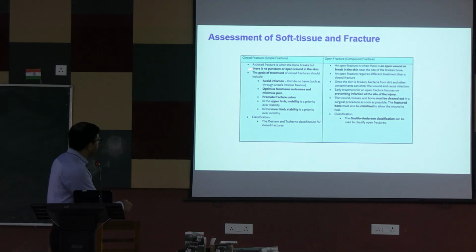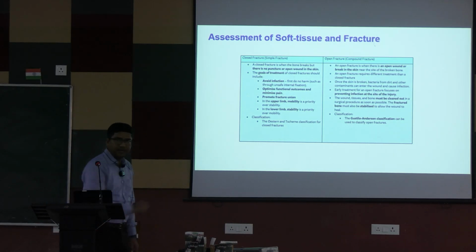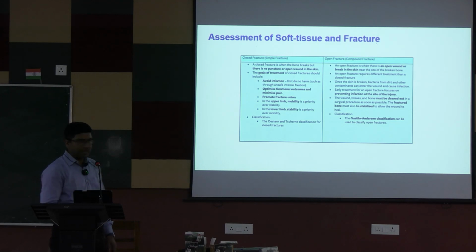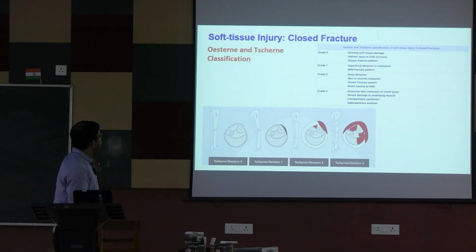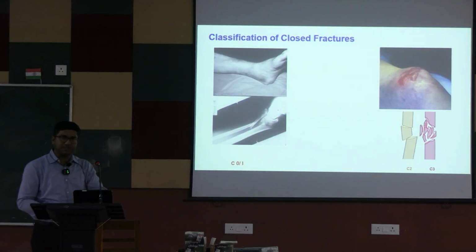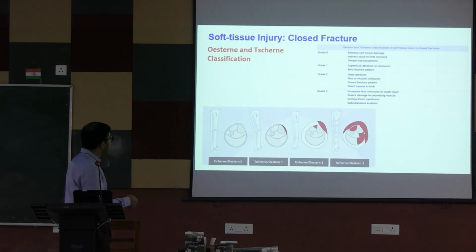And why is this distinction important? In closed fracture, we have the Tscherne classification for the tissue injury, whereas in open fracture, we have the Gustilo-Anderson classification to grade the tissue injury. So these two are different classification systems to grade the extent of the tissue injury. This is popularly known by a German name, the Tscherne classification. They have 4 grades. This classification is employed commonly for the closed fracture. They have a different classification for the open fracture, but mainly it is employed for the closed fracture.